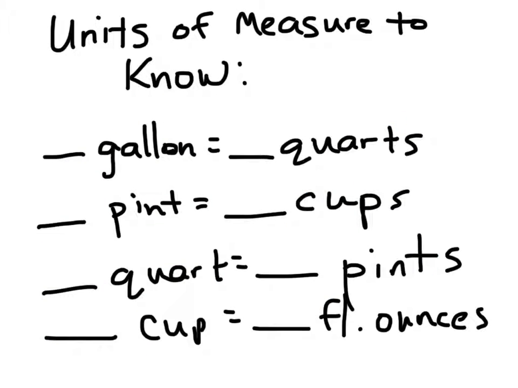Okay, units of measure that you need to know. We just looked at some of them. In each gallon, there are 4 quarts. In 1 pint, there are 2 cups. In 1 quart, there are 2 pints. And in 1 cup, there are 8 fluid ounces. So those are units of measure that might be a little bit unfamiliar to you, but units of measure that you do need to know.